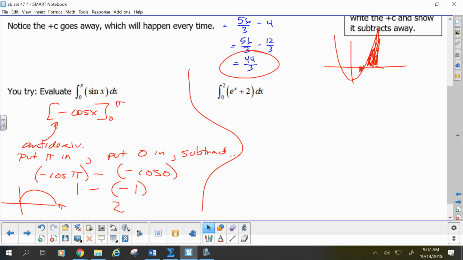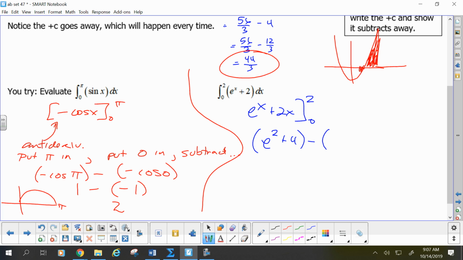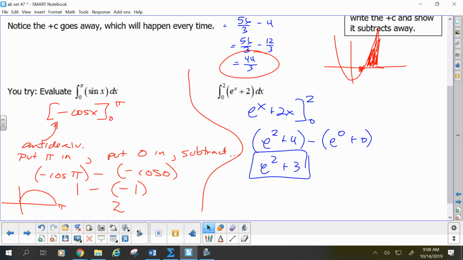All right. What's the antiderivative? Perfect. When you evaluate it at 2, what do you get? And when you evaluate it at 0, what do you get? 1. So e squared plus 4 minus 1 is? E squared plus 3. That's it. Okay, that is the perfect area under the curve.